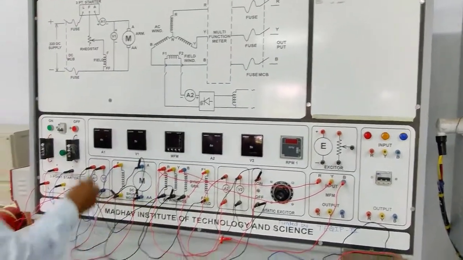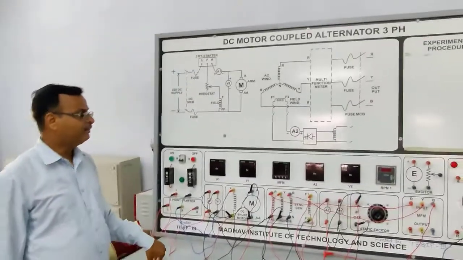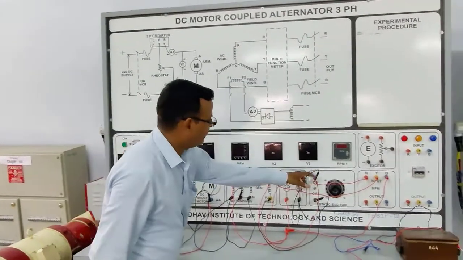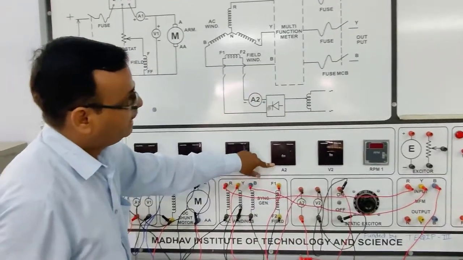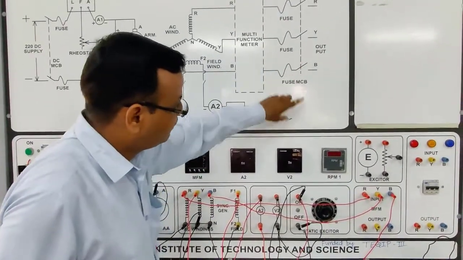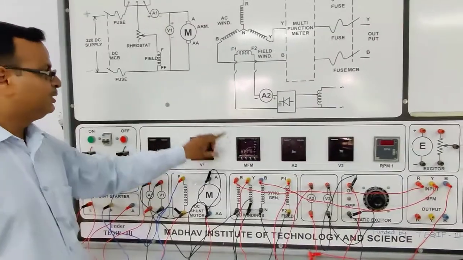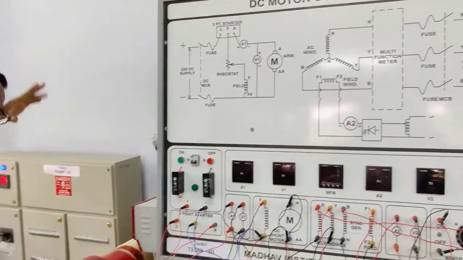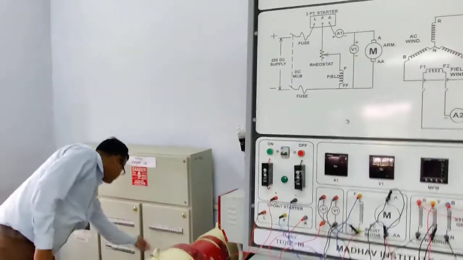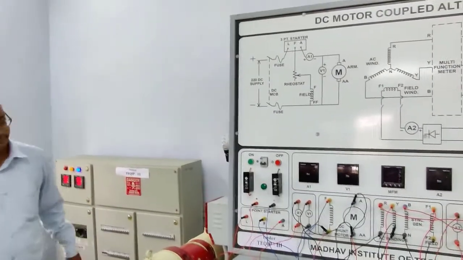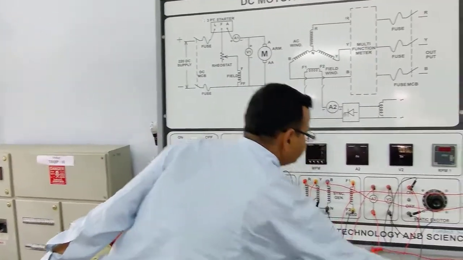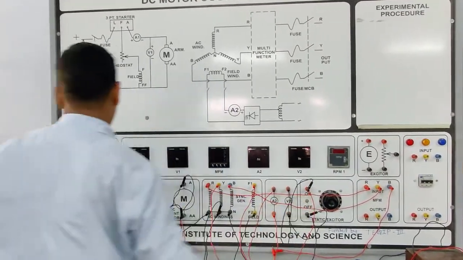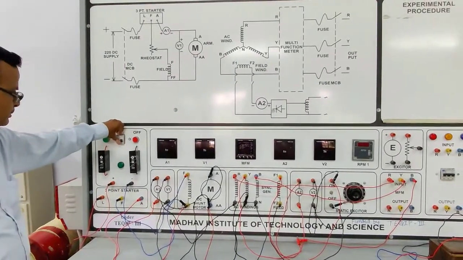Next stage, this OCC characteristic is drawn between two parameters, field current and open circuit voltage. The field current you will get with the help of the A2 ammeter, and the open circuit voltage you can measure with the help of the multifunction meter. So we start this DC motor with the help of the 3-point starter. DC exciter set to 0, switch it off and switch on.